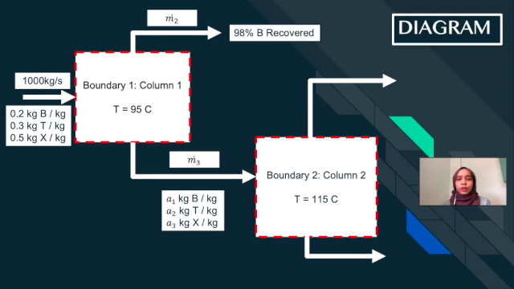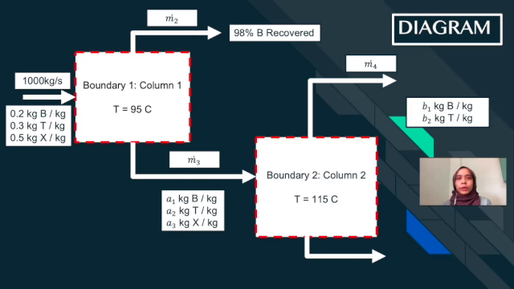M3 stream is also connected to the second column, or in other words, M3 is now the input for the second column. The temperature that has been set at the second column is 115 degrees Celsius. The top stream is labeled as M4, where the output is only benzene and toluene. The unknown for benzene is B1, meanwhile for toluene is B2. At M4, 98% of toluene from M3 is recovered here.